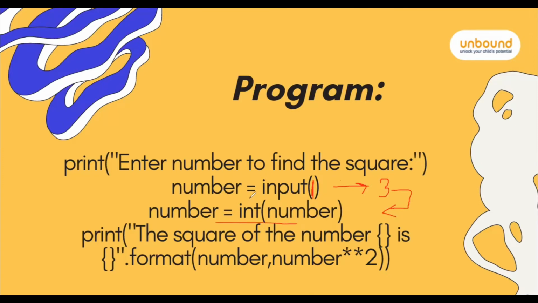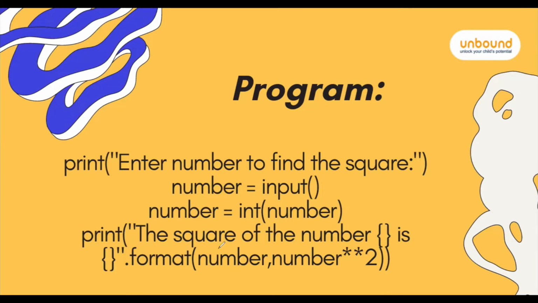Now what is int? We are going to discuss that in data types. For now, you can say that int means integer value. So this number will be only an integer value, not a decimal, not a fraction, anything. Only an integer value, which can be 3, 2, 4, like that.